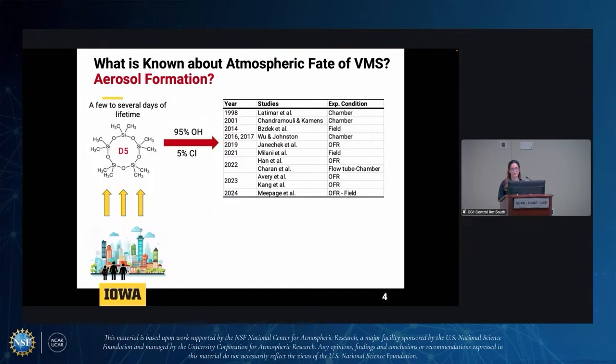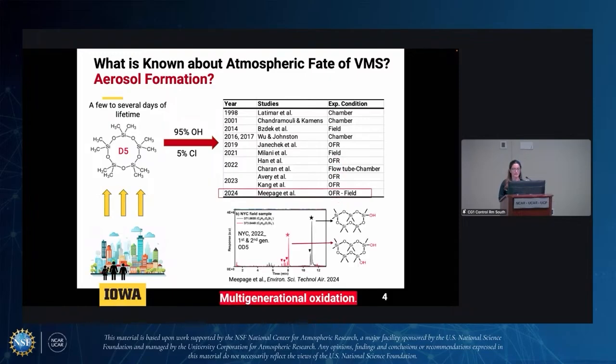All these studies are either chamber experiments or oxidation flow reactor, so experimental work, or a few of them are field campaigns. The most recent one, published by our collaborator, when we did a field campaign in New York City during the 2022 summertime, is Mipich et al. It was a combination of lab work and also field campaign.